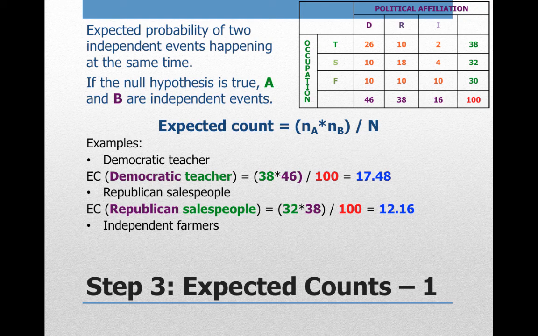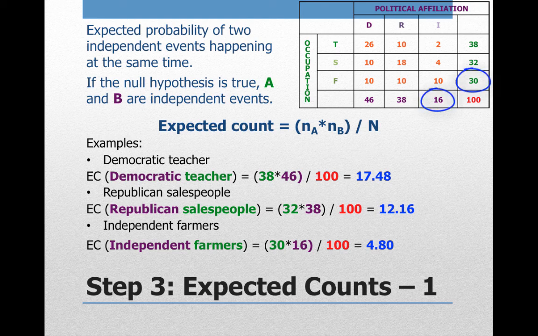And what about the expected count for independent farmers? How many people would we expect to see in a sample of 100 people that would identify as independent farmers if occupation and political affiliation are independent of each other? 4.8. We have 30 farmers and we have 16 independents, so we would expect to see 4.8 people out of 100 to identify as independent farmers.